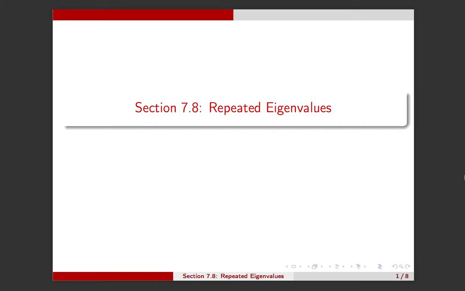As with sections 7.5 and 7.6, this section is split into two videos. One video focuses on solving the systems, and the second video focuses on the pictures you get from systems like this. So this is the video that shows you how to solve systems like this.